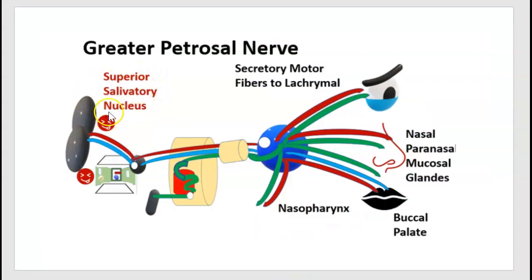From the superior salivatory nucleus, the greater petrosal nerve comes to the geniculate ganglion, and from there it goes to the foramen lacerum to mix with fibers coming from the sympathetic fibers and to form the Vidian nerve, or nerve of the pterygoid canal. Both sympathetic and parasympathetic fibers go to the pterygopalatine ganglion.